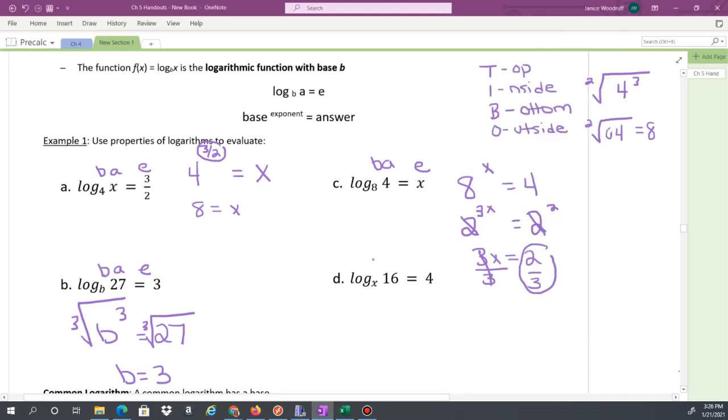Okay, then we'll do the same thing for D. You have B, A, E. So our base is x, our answer is 16, and our exponent is 4.